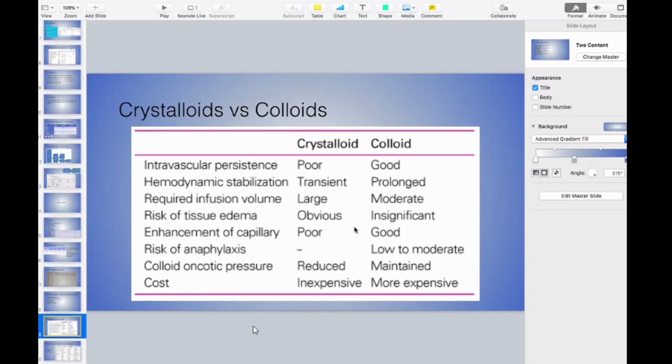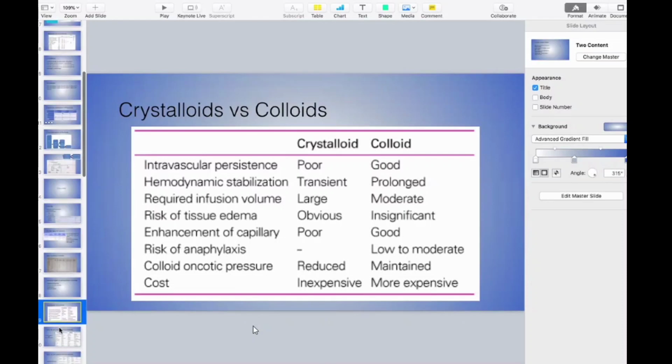Even though they have these advantages, there is no mortality benefit. Because of that, crystalloids are still the first line treatment. Right, so those are the types of fluid. The first question you have to answer is what type of fluid you are going to use in these patients, whether you are going to use crystalloid or colloid.